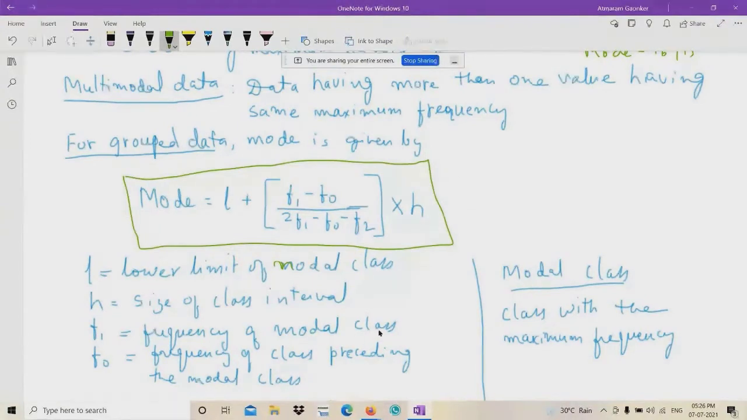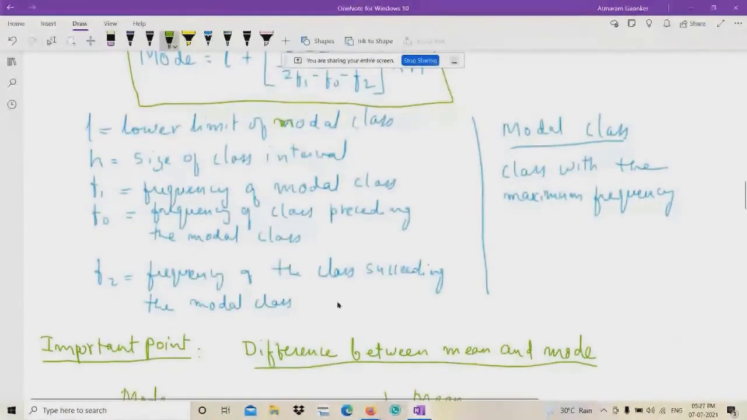F1 is the frequency of the modal class. Which is the modal class, I will tell you. Now you just remember that the frequency of the modal class is F1, and F0 is the frequency of the class preceding the modal class. The frequency of the class before the modal class is F0, and F2 is the frequency of the class succeeding the modal class, that is, the class that comes after the modal class. That is frequency F2. And then now you have to understand what is the modal class.